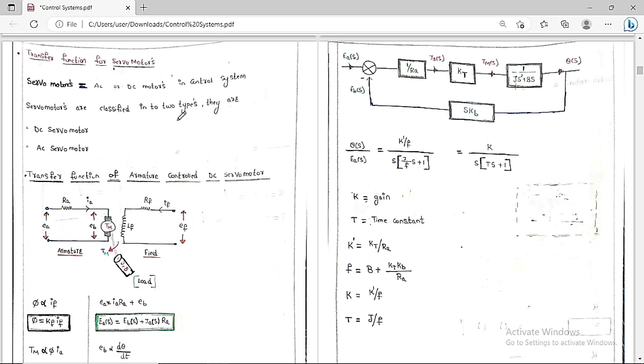For the servo motor, I have already told you the stator has 3-phase winding and the rotor has single-phase winding. This point you always have to keep in mind. For servo motors, the stator has 3-phase winding and the rotor has single-phase winding, same as the synchronous motor.